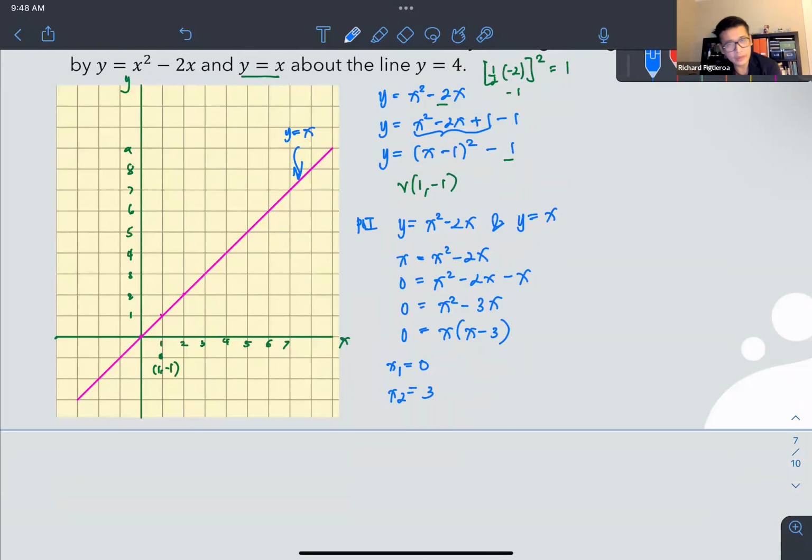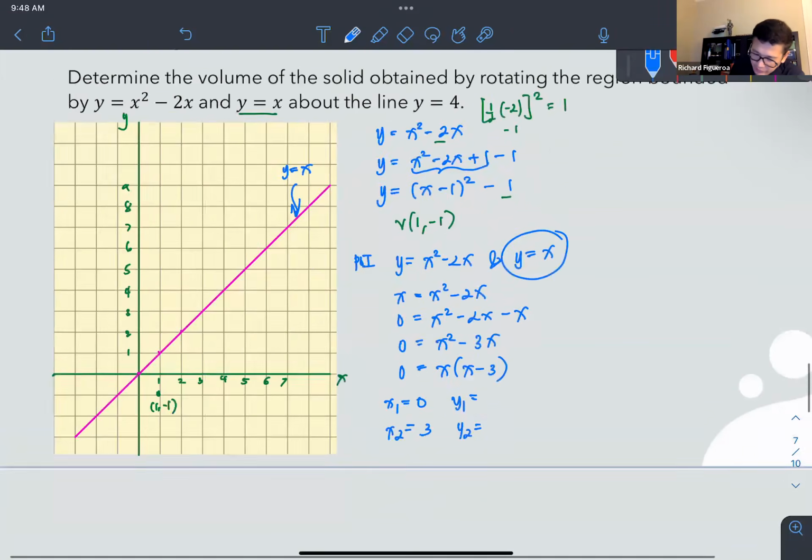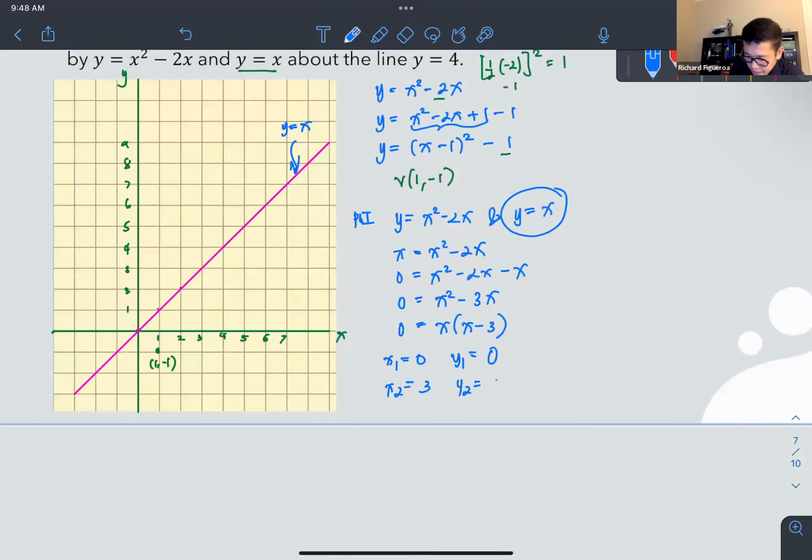Since this is a point of intersection, we need to find the value of y sub 1 and y sub 2. But we are given that y is equals to x. So for whatever is the value of x, that would be the value of y. So when x is 0, y will be 0. When x is 3, y will be 3. So our point of intersection for the first one is 0, 0. The second intersection would be 3 and 3. So this is 0, 0. Then this is 3 and 3. So therefore, this is how the parabola will look like.